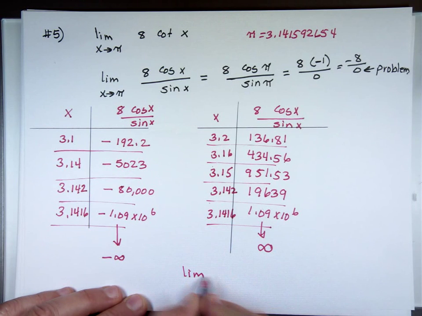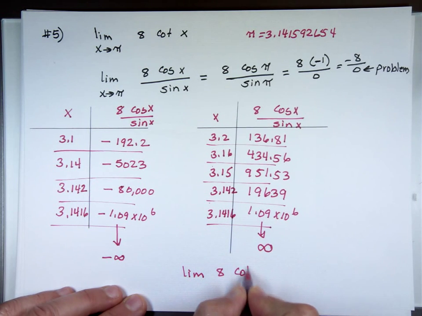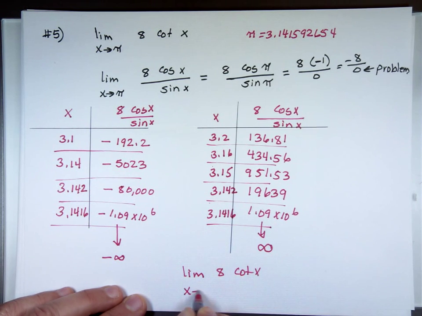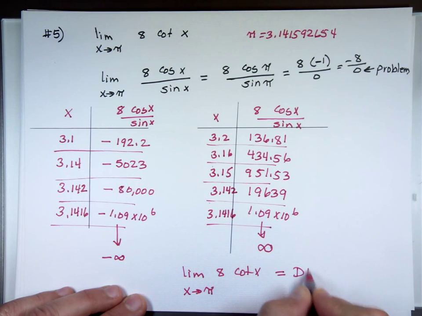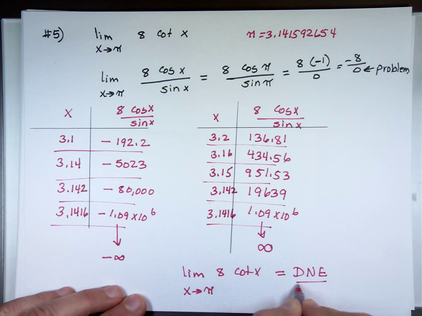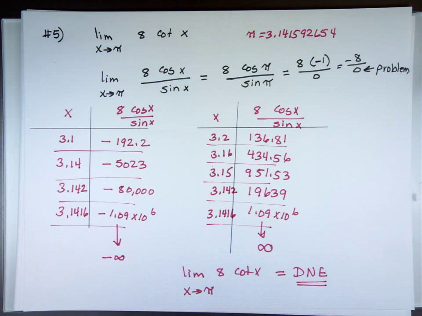So what is the limit of 8 cotangent x as x approaches pi? What's the answer to that? DNE, does not exist. Notice mathematically I couldn't simplify this. Not much I could have done. I don't know of a trick off the top of my head where I can play with the trig and the algebra. Nothing came to my mind. So the last resort is my table.